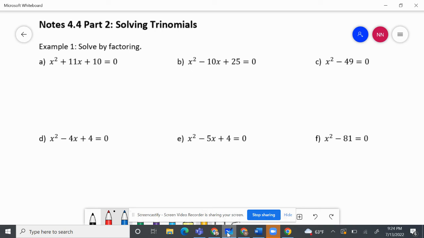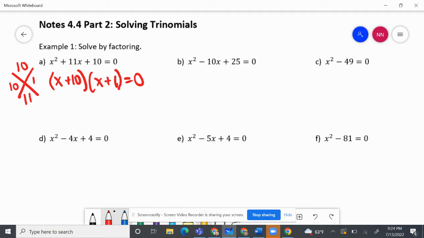We're going to continue solving trinomials and binomials also. When we're looking at letter A, we're going to look for two numbers that multiply together to give us 10 and add up to 11, and that would be 10 and 1. So that gives us x plus 10 and x plus 1.